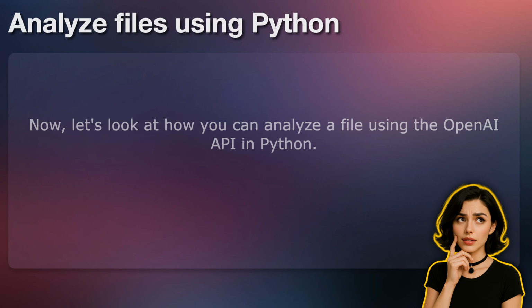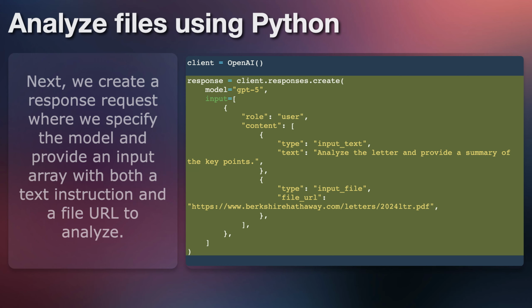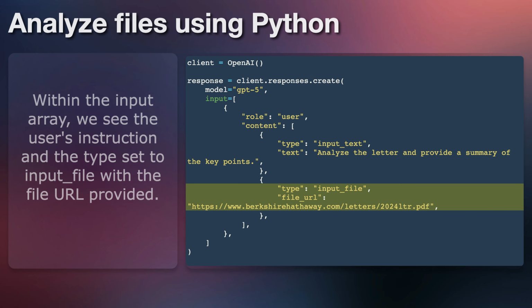Now let's look at how you can analyze a file using the OpenAI API in Python. We start by importing the OpenAI library and initializing the client. Next, we create a response request where we specify the model and provide an input array with both a text instruction and a file URL to analyze. Within the input array, we see the user's instruction and the type set to input file with the file URL provided.